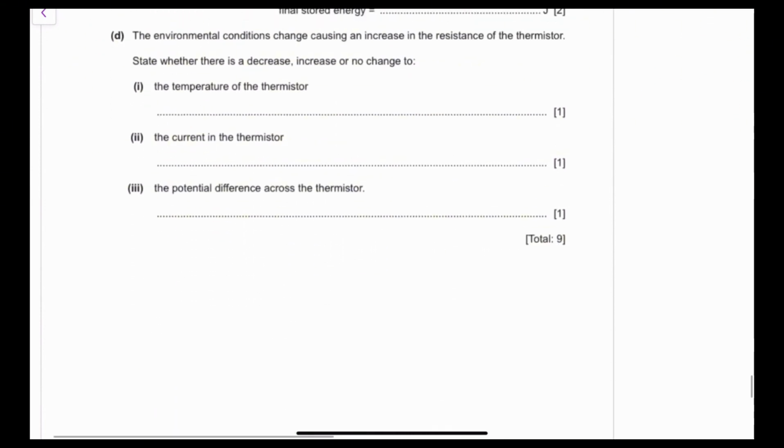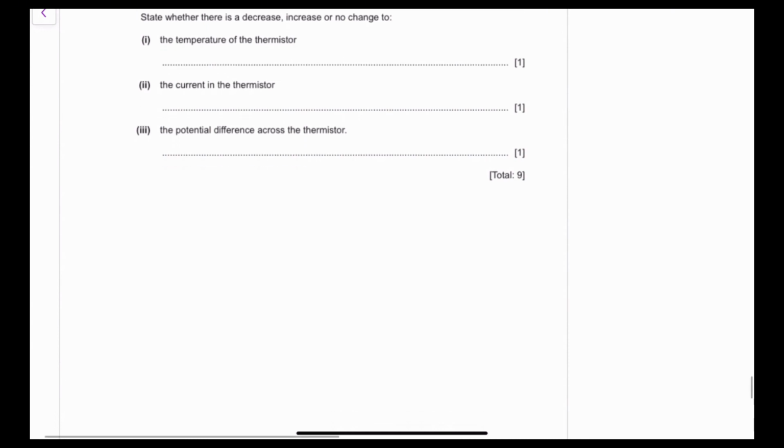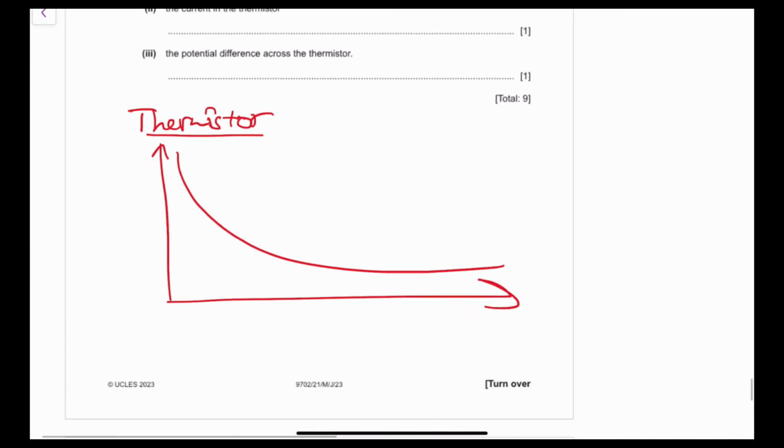Okay, so the environmental conditions change causes an increase in the resistance of the thermistor itself. And you can also state whether there's an increase, a decrease, or no change to the temperature of the thermistor. So a thermistor almost operates in a similar way to an LDR, right? The way that the resistance changes. The graph is basically like that, right? So this represents cold, and this represents hot.